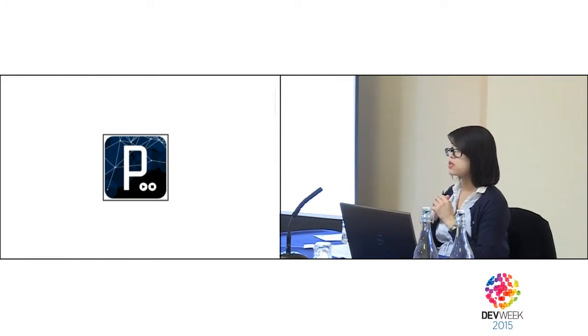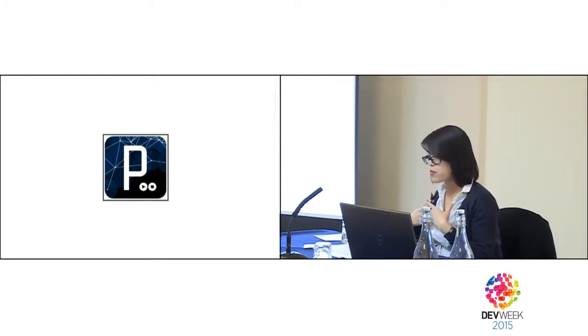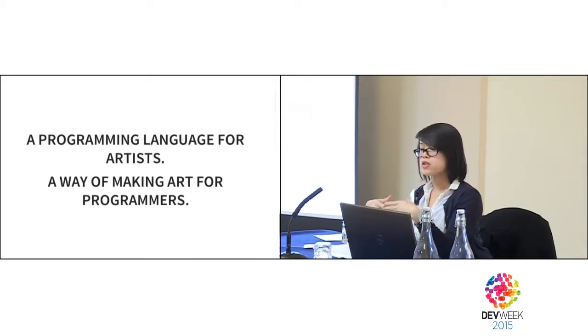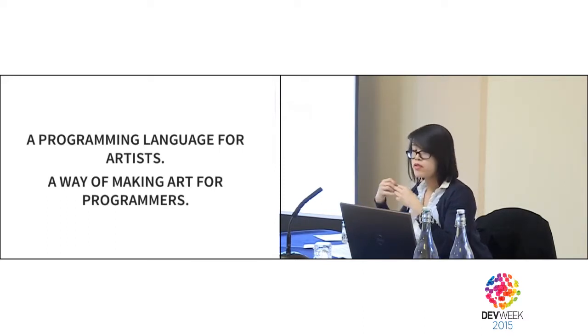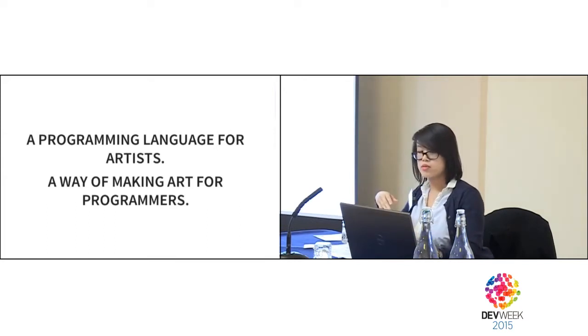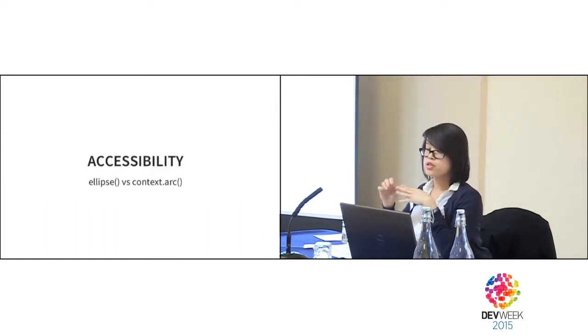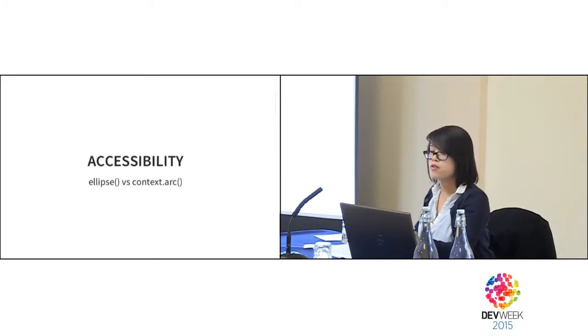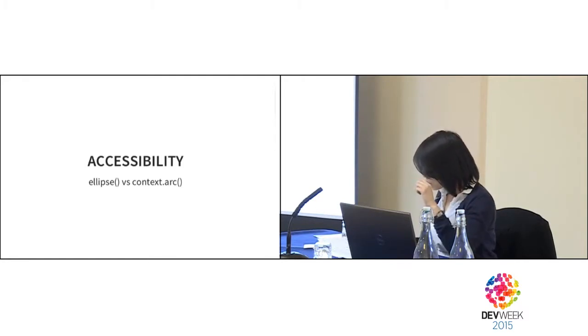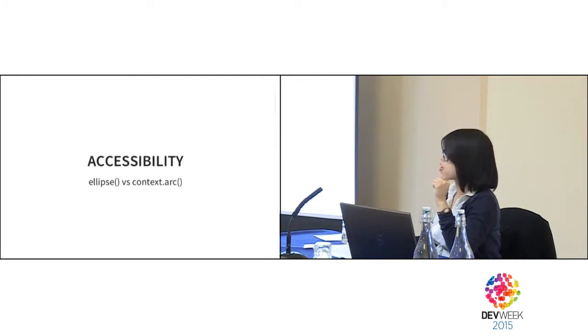So P5.js is a spiritual descendant of Processing. As I mentioned before, Processing is built on top of Java, and it was designed with designers and artists in mind at MIT Media Lab. It's a programming language for artists and a way of making art for programmers. And one of the goals of Processing is making it accessible. So there's an ellipse function. So when you want to draw a circle or a sphere, you use an ellipse function instead of .arc, which we saw in the section about the Canvas API. And because of this, Processing is great for education.